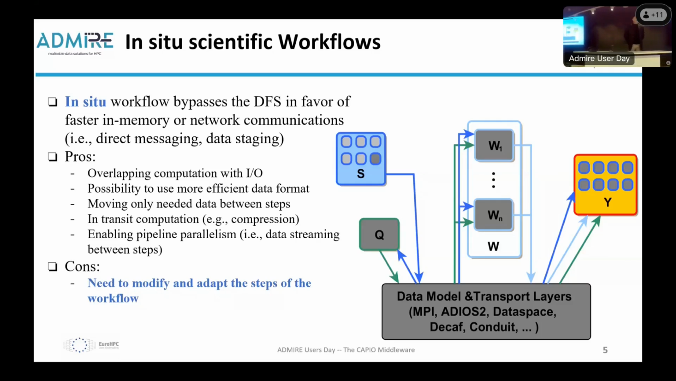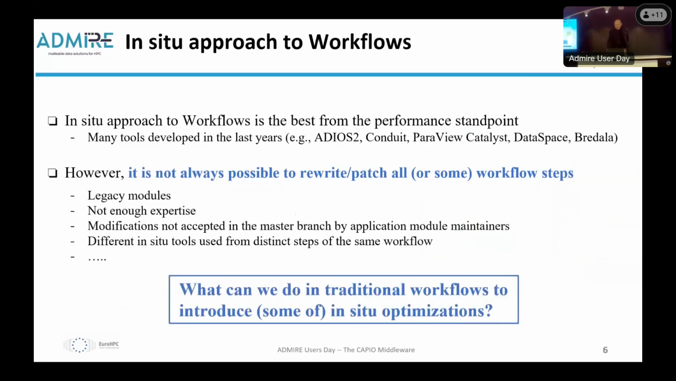The drawback is that you basically need to modify or adapt at least the steps, the code of the different modules of the applications, and this can be time consuming. So for sure, the modern way of developing workflows is the best option if you want to maximize performance. Many tools have been developed, such as ADIOS, Conduit, ParaView Catalyst, DataSpaces. There is much work in these directions.